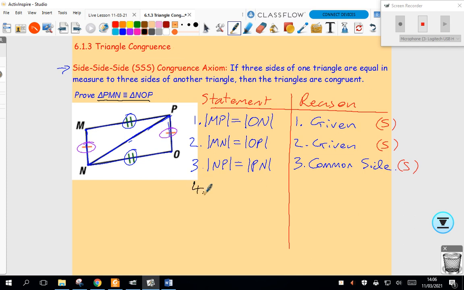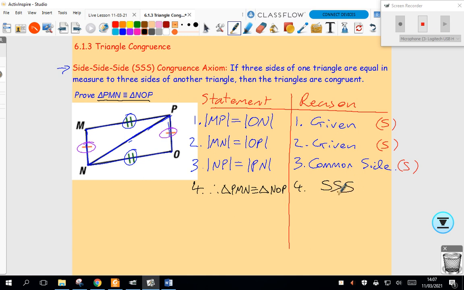So statement number 4 will be, therefore, triangle PMN is congruent to triangle NOP. And notice they're named with the corresponding parts in the same place. So P from the top triangle corresponds to N from the bottom triangle. M from the top triangle corresponds to O from the bottom triangle. N from the top triangle corresponds to P from the bottom triangle. And my reason here is just the side-side-side congruence axiom.